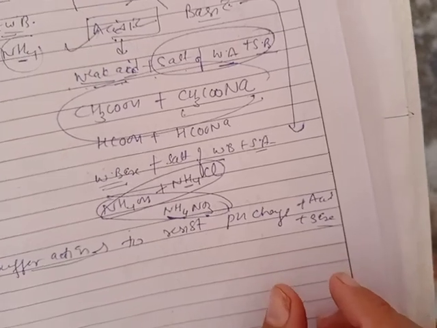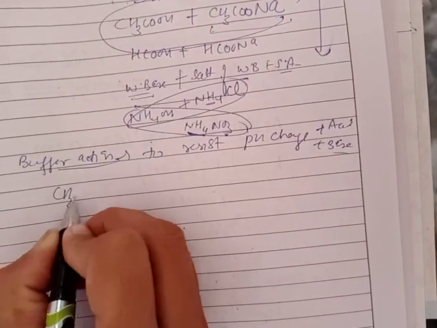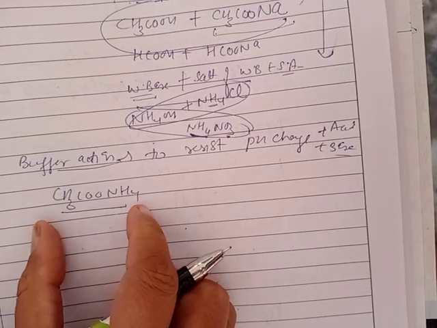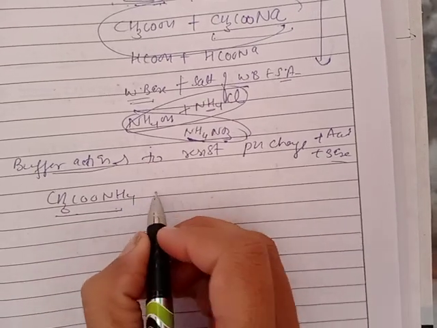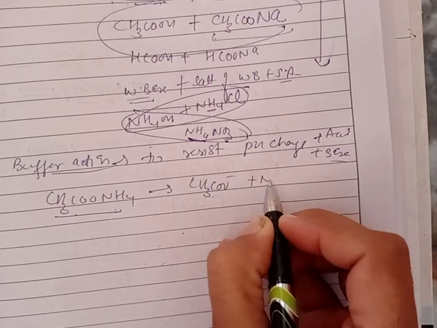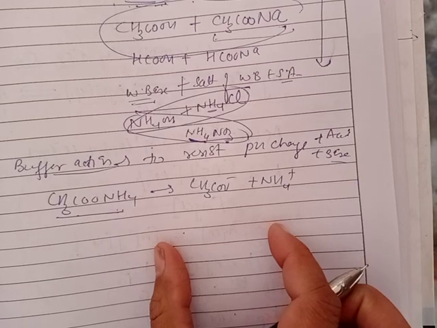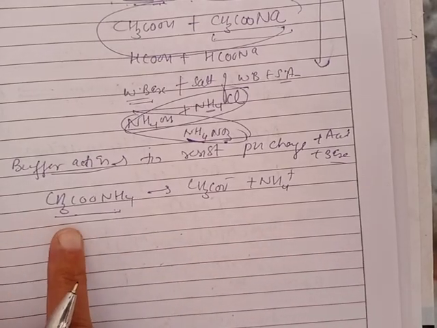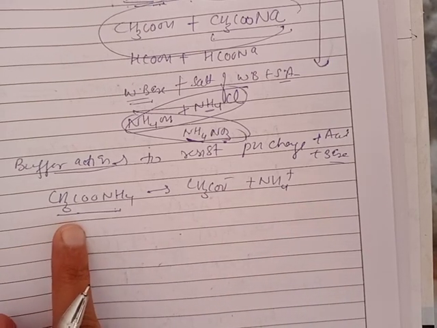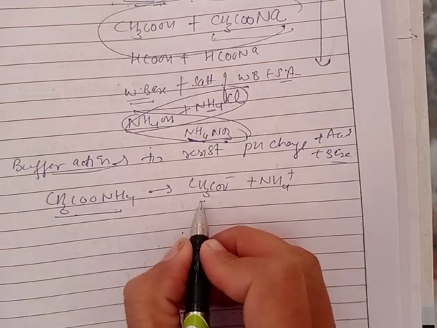And how is this buffer action performed? Suppose we have taken this buffer solution, ammonium acetate. This is a salt. It will dissociate to produce acetate ions and ammonium ions in the aqueous solution. This dissociation takes place in aqueous solution. Now in this solution there is an excess of acetate ion as well as ammonium ion. Suppose we have added a few drops of HCl to this buffer solution.